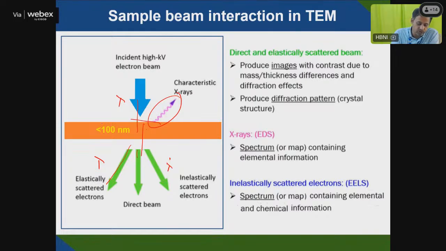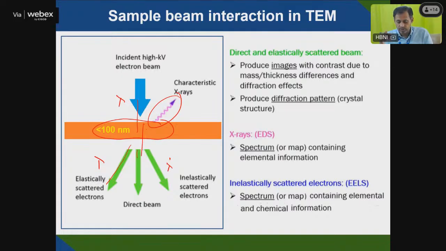Your specimen has to be of very small thickness, less than 100 nanometer, to transmit the electron beam. The image is produced due to thickness contrast. For example, you have a 100 nanometer particle and a 10 nanometer particle, so there is a thickness difference. The electron beam is transmitted more easily through the 10 nanometer particle. So the mass difference or thickness difference will give you the image, and the diffracted beam is used for diffraction analysis.